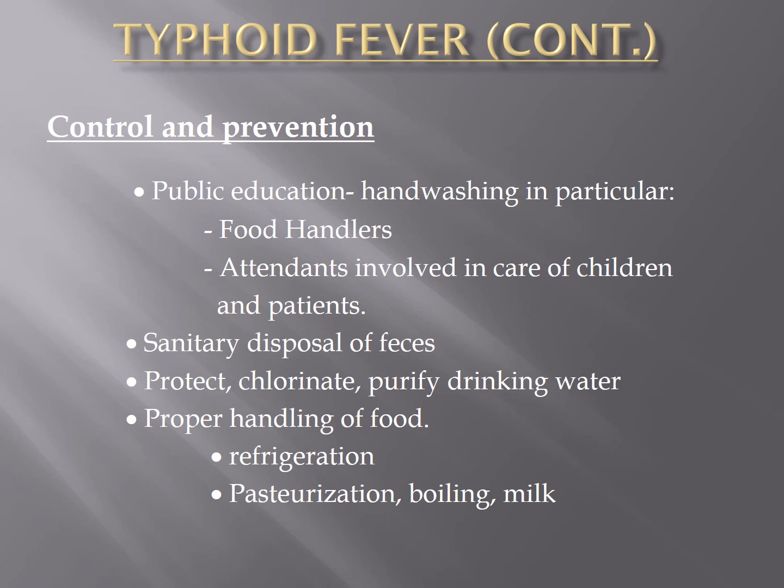Proper handling of food, refrigeration. Food that needs to be refrigerated should be put in the refrigerator. For example, you cannot put milk or meat or chicken or dairy products at room temperature. They're going to be spoiled. They're going to be destroyed. And if you do, and then you don't cook it very well, then you might get the infection. Of course, pasteurization or boiling of the milk is also very important.